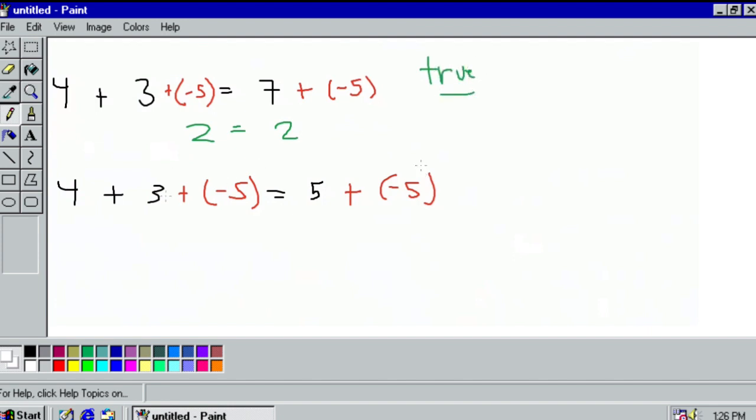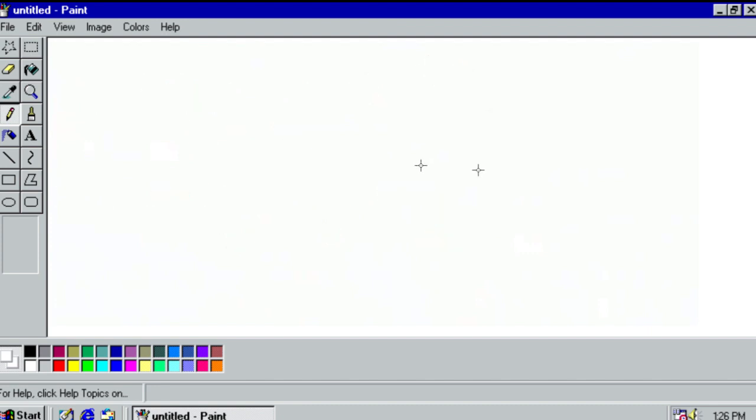And now here we have 4 plus 3, which is 7, minus 5, which is 2, and 5 plus negative 5 is 0. So as you can see, the equation is still false. We can use the additive property of equality to prove that the same number can be added to both sides of an equation without changing the solution set of the equation.